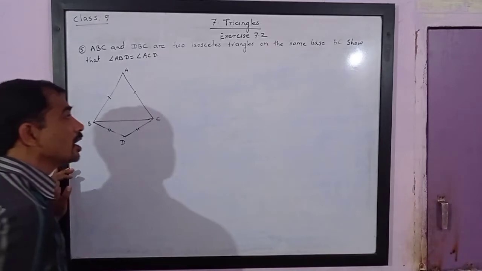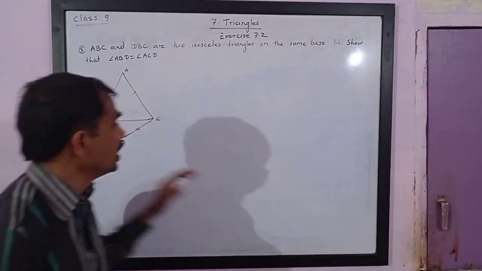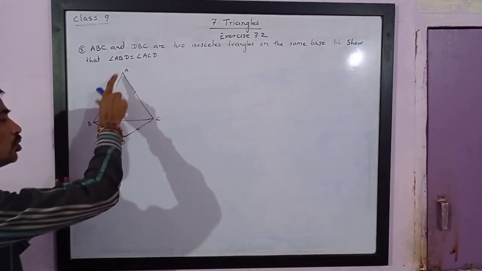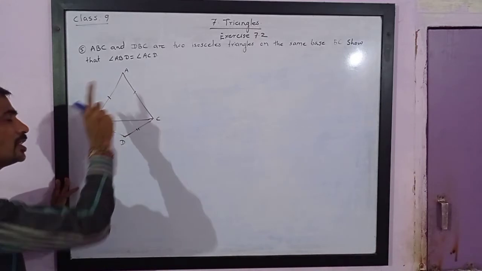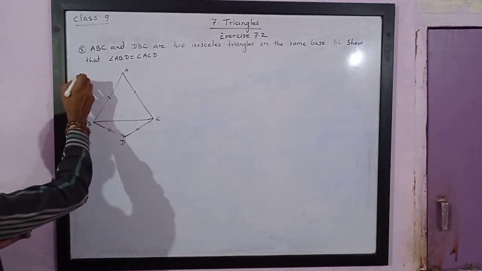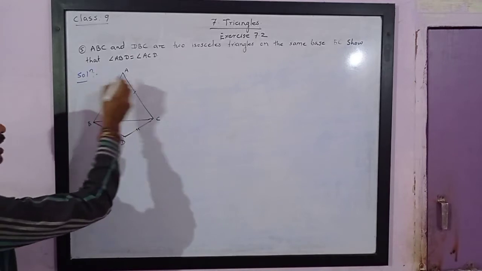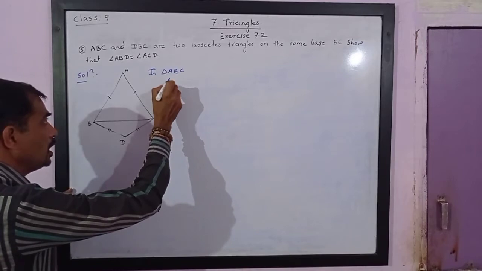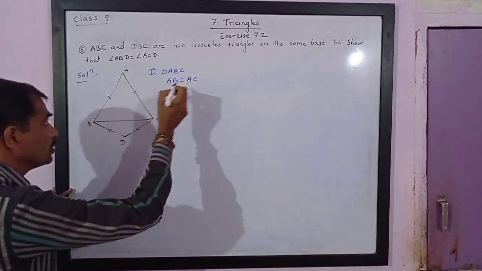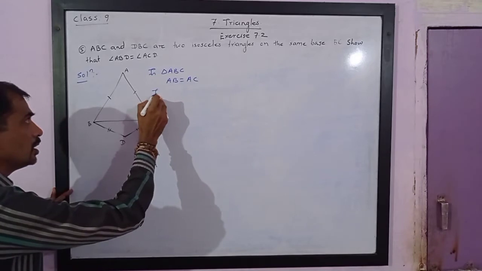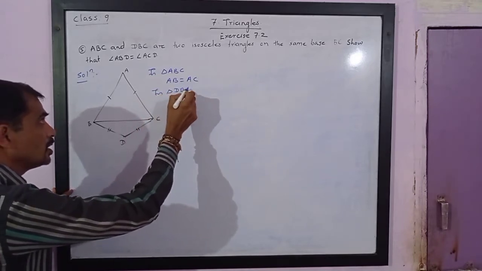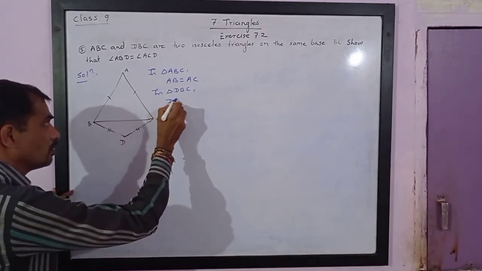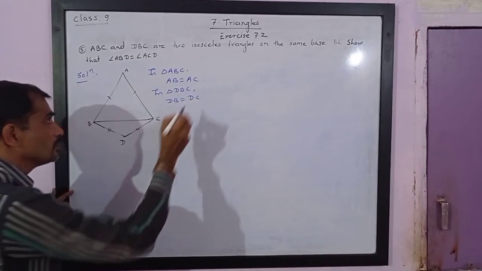Isosceles triangle means two sides are equal on the same base BC. So BC is the base of triangle ABC and DBC. This is given, and these two triangles are isosceles. It means its two sides are equal. So we are given in triangle ABC, AB is equal to AC. Then in triangle DBC, this is also an isosceles triangle. So we are given DB is equal to DC.